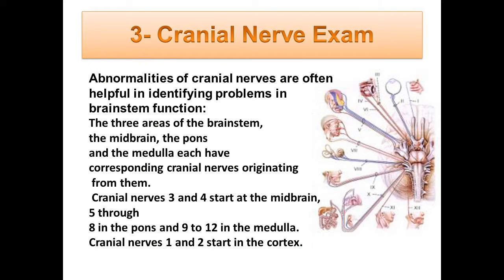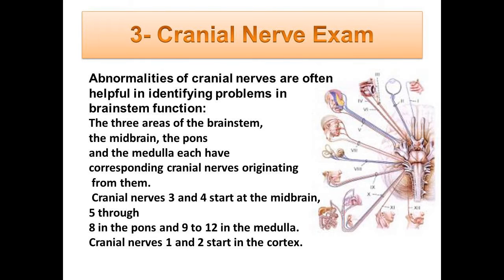Cranial nerve exam. Abnormalities of cranial nerves are often helpful in identifying problems in brainstem function. The 3 areas of the brainstem, the midbrain, the pons, and the medulla, each have corresponding cranial nerves originating from them. Cranial nerves 3 and 4 start at the midbrain, 5 through 8 in the pons, and 9 to 12 in the medulla. Cranial nerves 1 and 2 start in the cortex. Only cranial nerve 4 truly crosses the midline, and so problems with the other cranial nerves localize to the ipsilateral side.